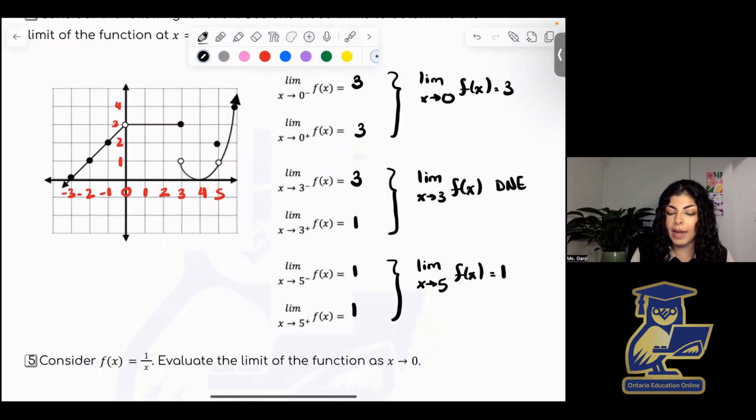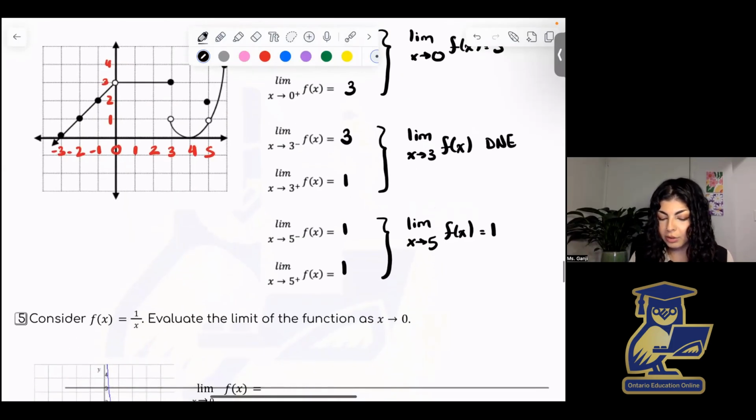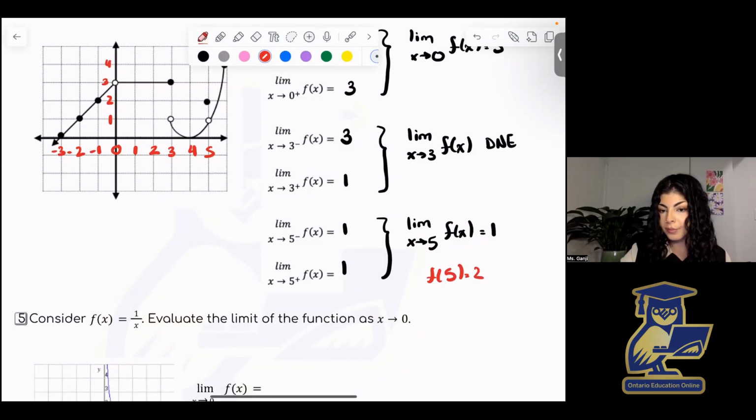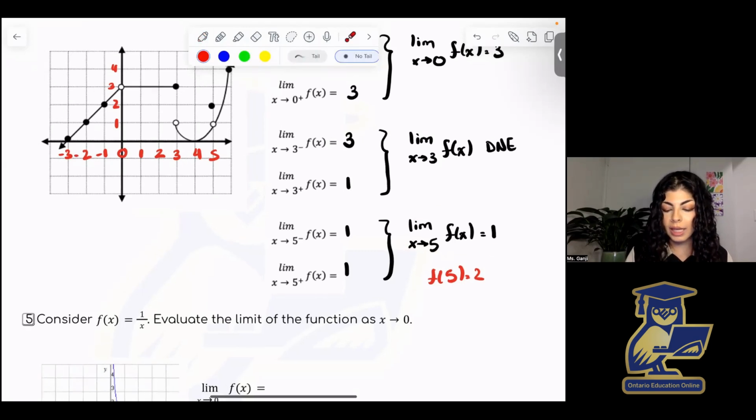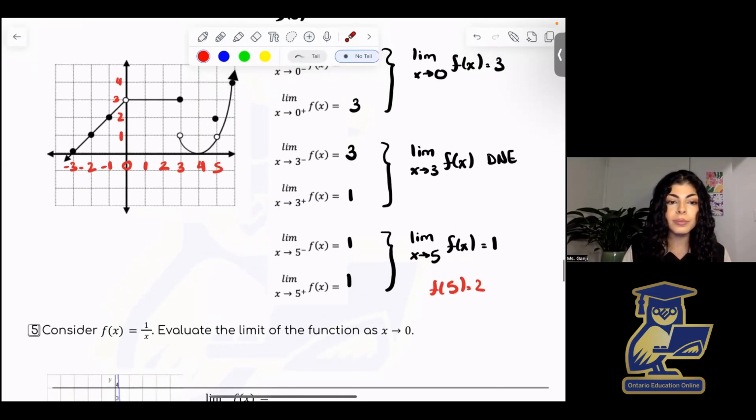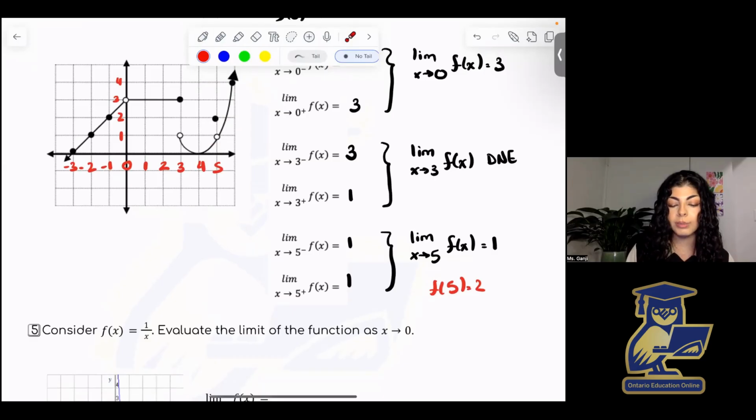And notice here that f of 5 is defined for us. So f of 5 is given as 2. So we have the function defined at x is 5, and the output value is 2. This does not have to be the same as the limit. Here we can clearly see that the limit as x approaches 5 is 1, which is not the same as the output value. And this can happen. They don't have to be the same, especially with piecewise functions like this. That can totally happen, so don't let that fool you.